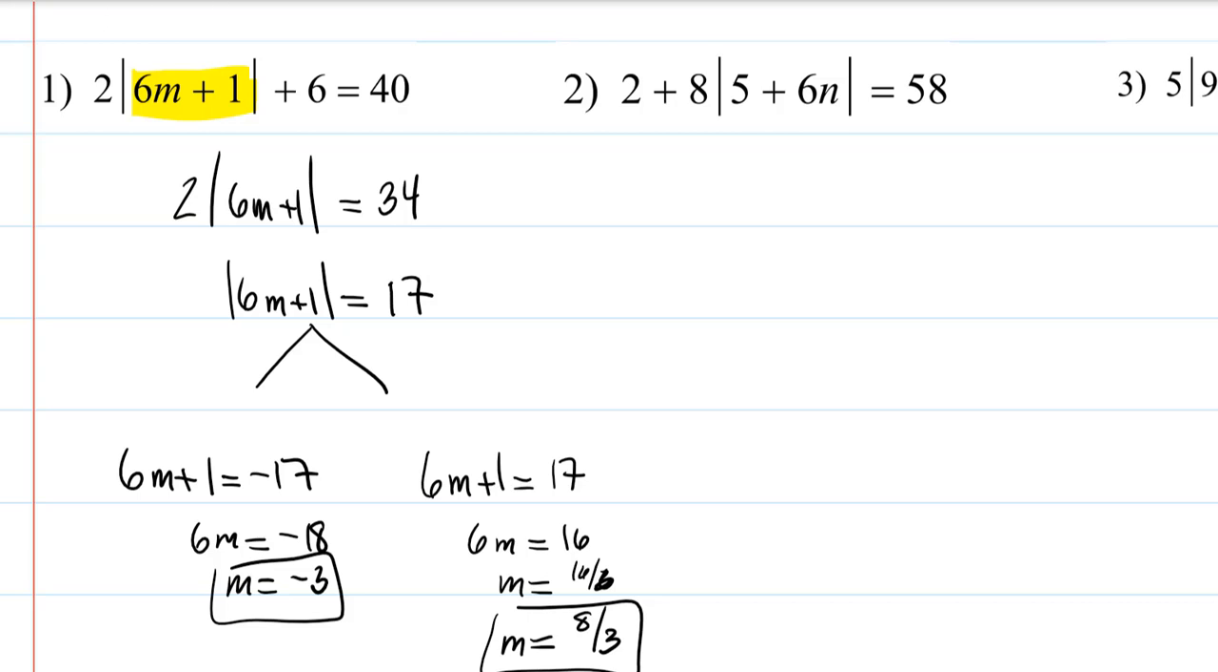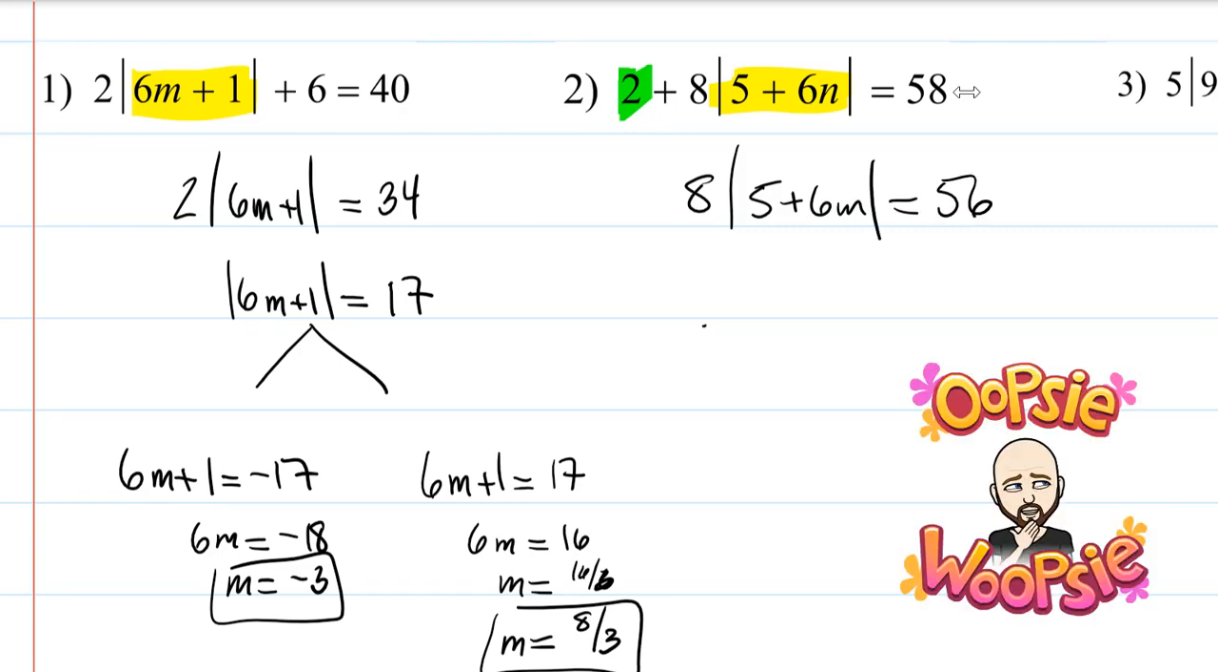Now, let's go ahead and take a look at example number 2 on that one. So same thing. Now notice our blop is in a little bit different spot here, but we still approach it the same way. We want to isolate that piece. So first, we're going to take this 2 right here. We're going to move that to the other side. So I'll have 8 times the absolute value of 5 plus 6m equals 56. Then we will divide both sides by 8.